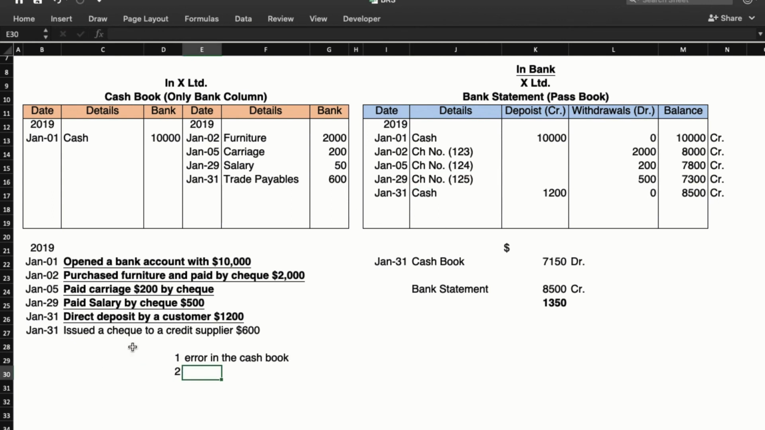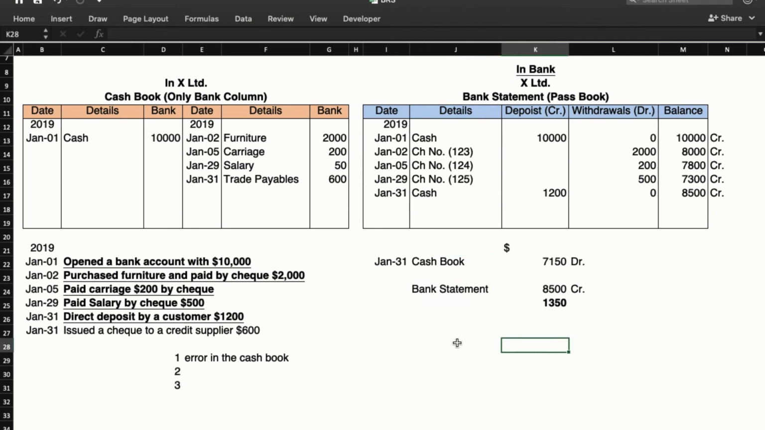Now the second reason is this: the direct deposit by a customer is entered in the bank statement but not entered in the cash book. And the third reason is this: the check issued to the credit supplier is entered in the cash book but not entered in the bank statement. So due to these three reasons, both the records are showing different balances.